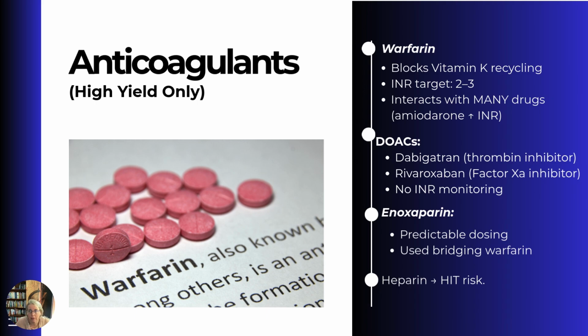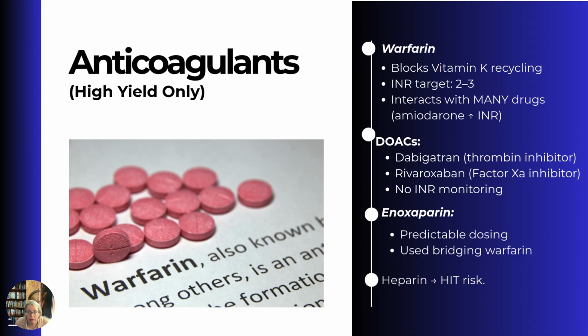So enoxaparin is used for DVTs, blood clots in the legs during prolonged bed rest, pulmonary embolism, heart conditions. It's preferred in pregnancy. So if you see enoxaparin with a DVT versus the DOAC, these are the two DOACs that are on the NPLEX list, but I don't know why Eliquis isn't on the NPLEX list, it looks like.